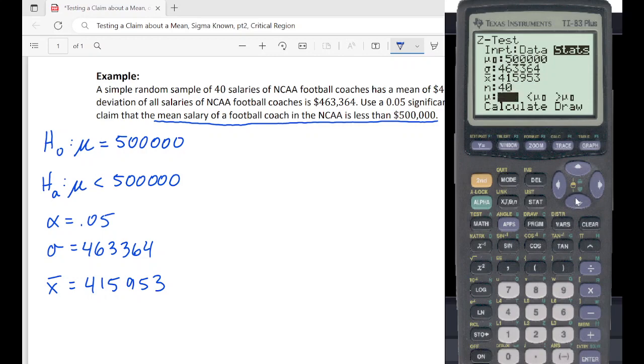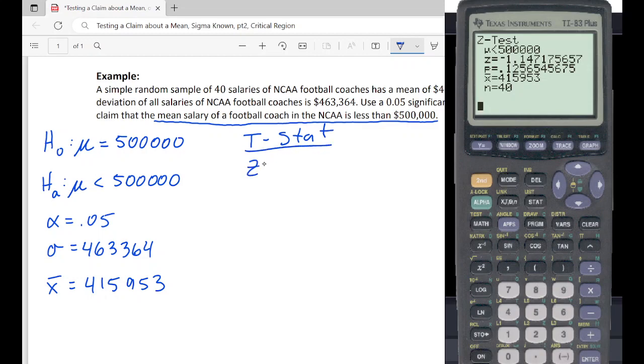And then we take our alternative, which was less than, and we go over here, we hit enter, and then we go down to calculate. And we're going to get a test statistic of negative 1.15. So our test statistic is z equals negative 1.15. Since this is a left-tailed test, because of the less than, it makes sense that our z, or test statistic, is negative.